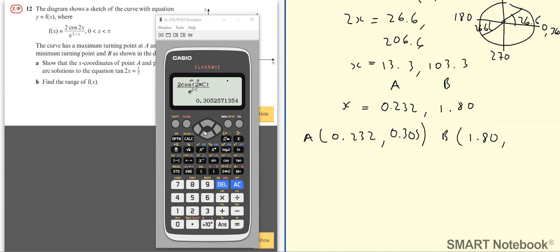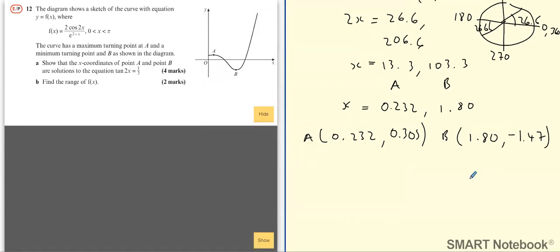And now if I go back and change that to d, that will give me the coordinates of the minimum. And I get minus 1.47. Okay, are you happy with that? Does that make sense so far?